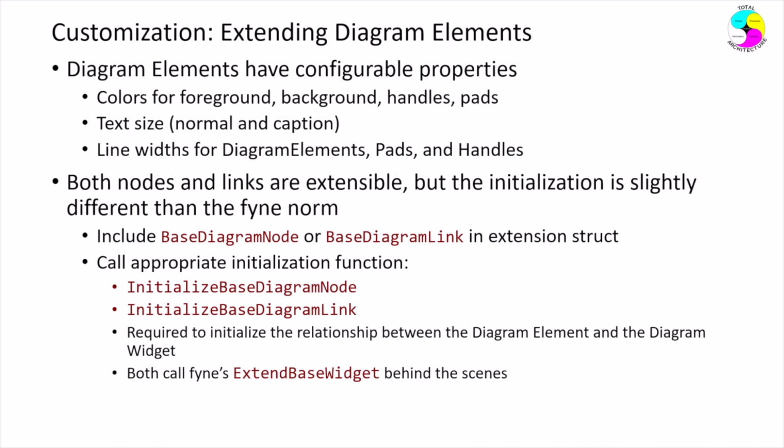Finally, the nodes and links may be customized by the application. All diagram elements have a configurable set of graphic properties. The IDE example uses these to color some of the nodes, and the diagram widget demo uses them to color one of the links. Nodes and links are extensible in the same sense that other Fyne widgets are, but the initialization of these extensions is slightly different. This is because the relationship between the diagram element and the diagram widget itself must be initialized to enable the diagram widget to properly manage the diagram elements.